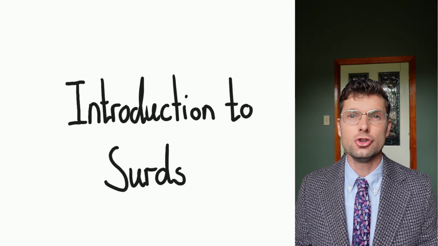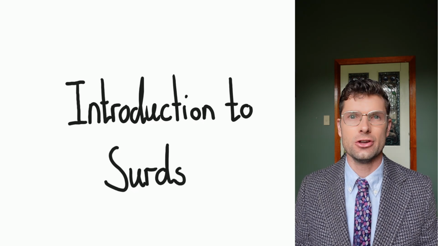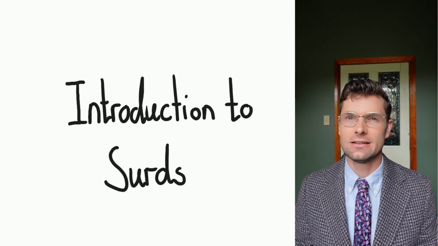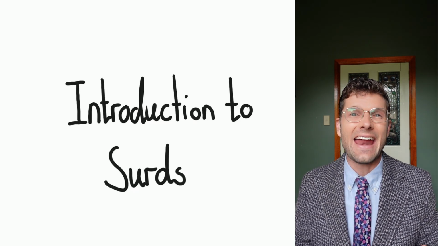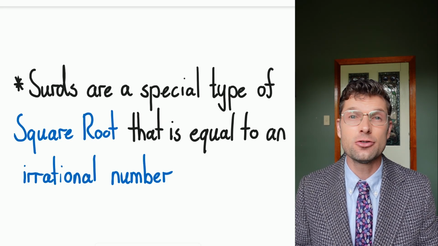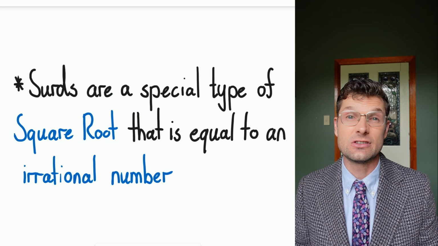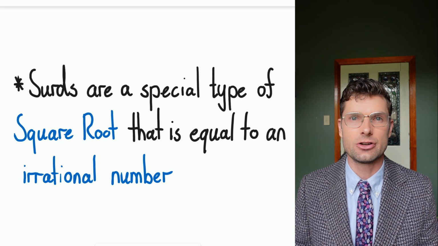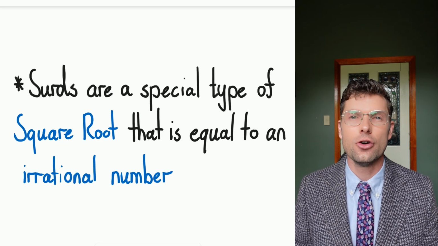Today we're going to learn about a new topic called surds, and this is just an introductory lesson to find out what they are and how we can operate with them incredibly easily. So a surd is just a special type of square root where the answer is an irrational number, or a decimal that goes on forever.